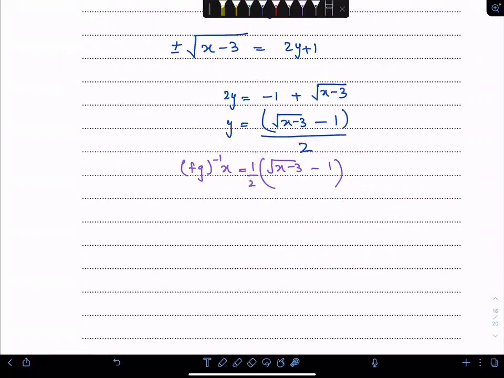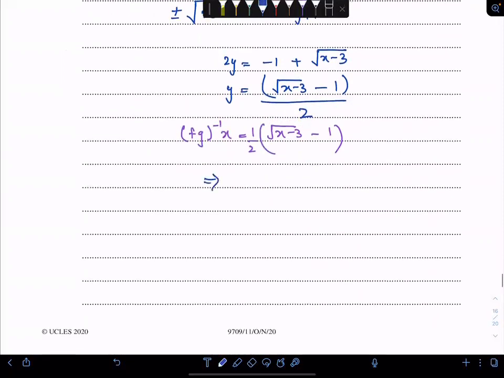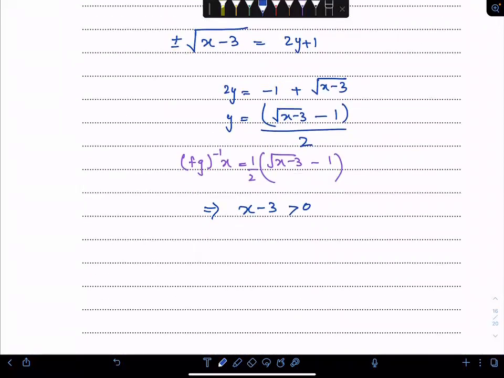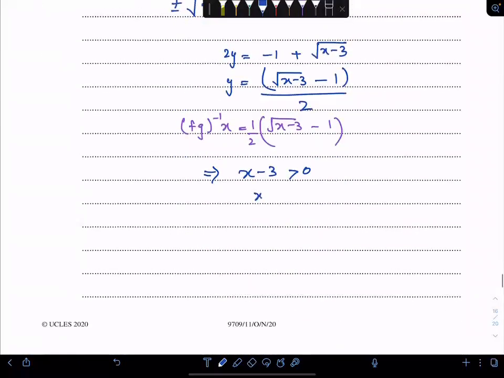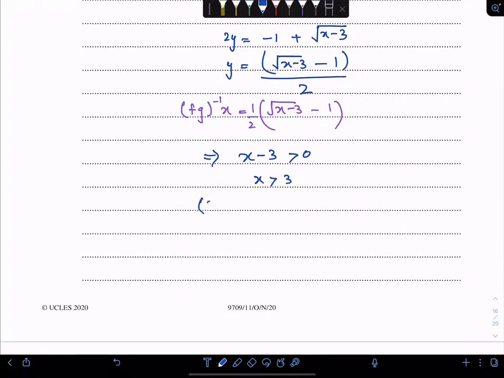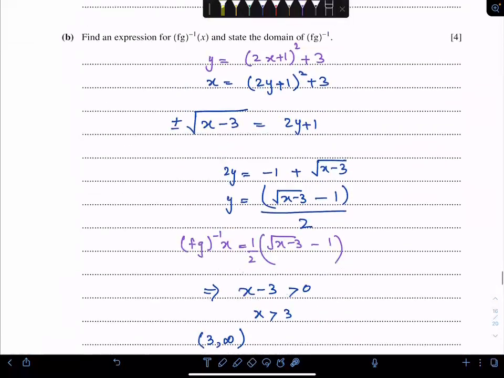Simply, now I tell you that we have a square root. To find the domain of this function, there should be no negative number in this square root. It means that this x minus 3 should be greater than or equal to 0. Equal to 0 because 3 is not in our domain, yes, so x will become greater than 3. Okay? So 3 to infinity.